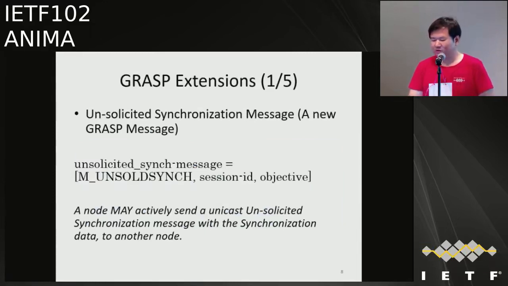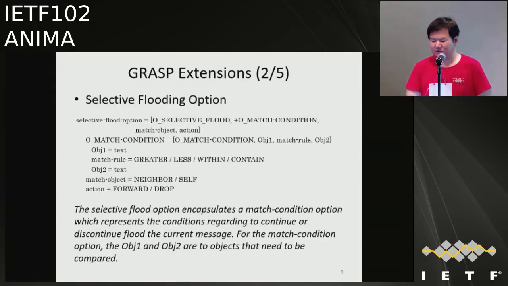The following are some specific extensions to GRASP. The first one is a new message called unsolicited synchronization, because current GRASP only does synchronization when there's a request message, but sometimes it needs to actively push the information. So we need to define a new message for that.